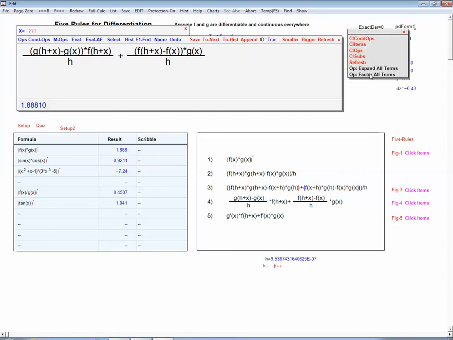Right, now we're beginning to see something that looks familiar. I see here g of x plus h, or same thing, h plus x, divided by h. Well, that's the derivative of g. And over here I see f of x plus h minus f of x, divided by h, that's the derivative of f. So let's see how we can get there by being a little more careful about things.